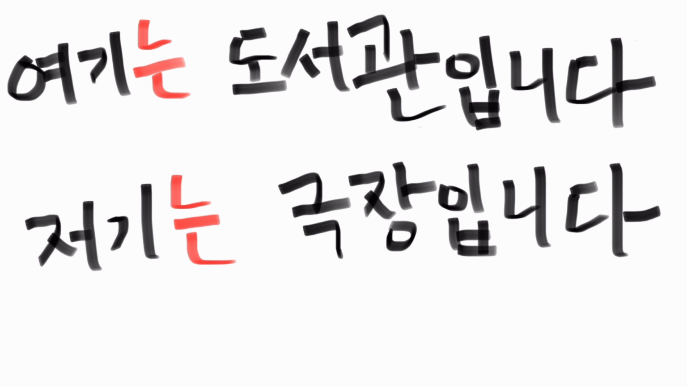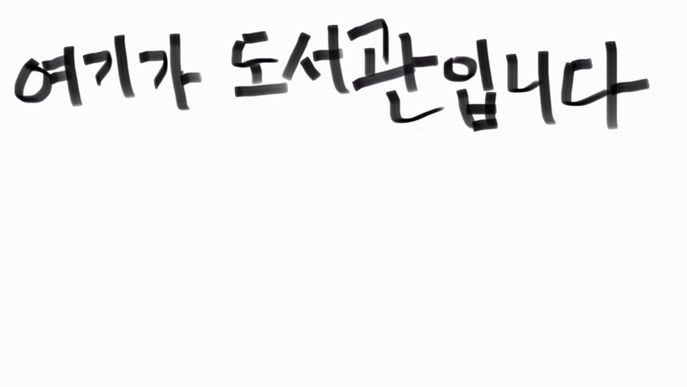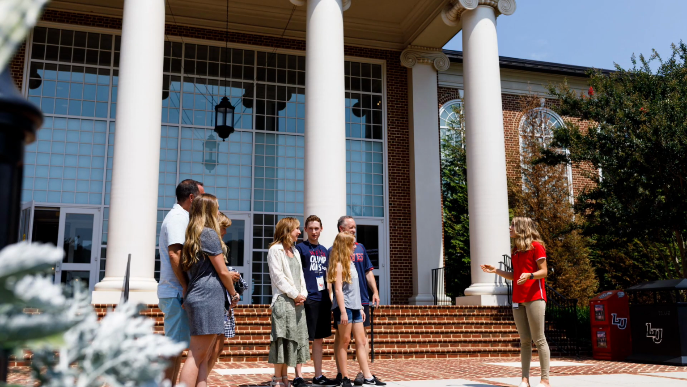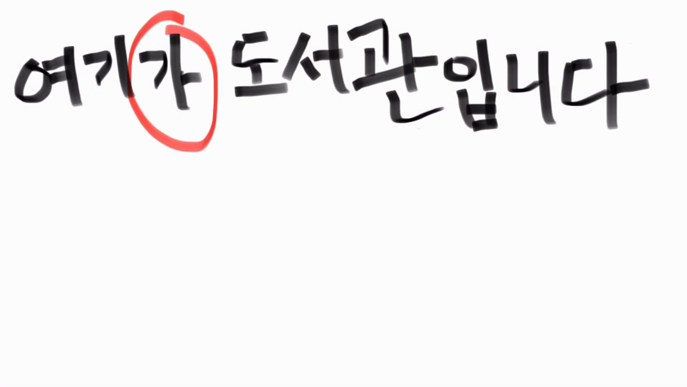For example, saying 여기가 도서관입니다 is a general sentence. But if you are guiding a tour in a campus and you have to specifically indicate a library to people, then you should better use 여기는. 은 or 는 are the particles which are used to put stress on the subject or topic of a conversation.